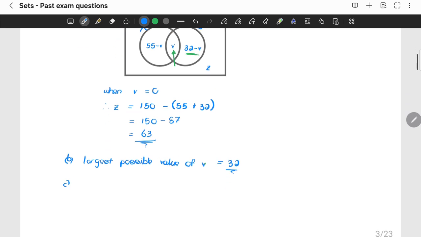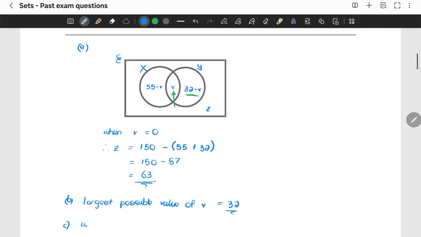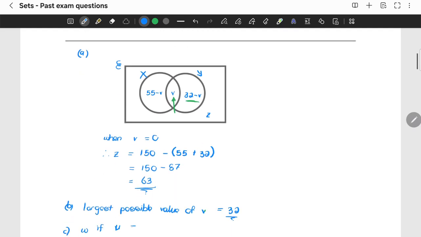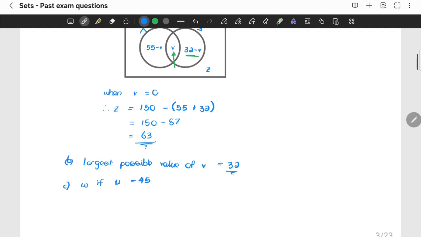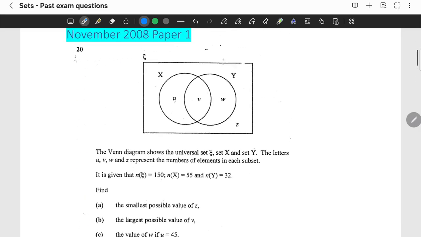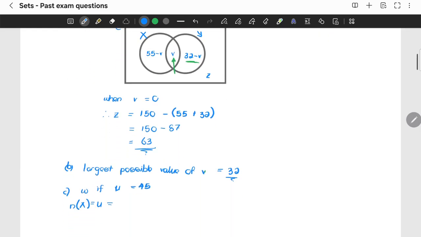Then part C says, find the value of w if u is 45. If u is equal to 45. So remember, u is the number of elements in x only. So that means it's 45.